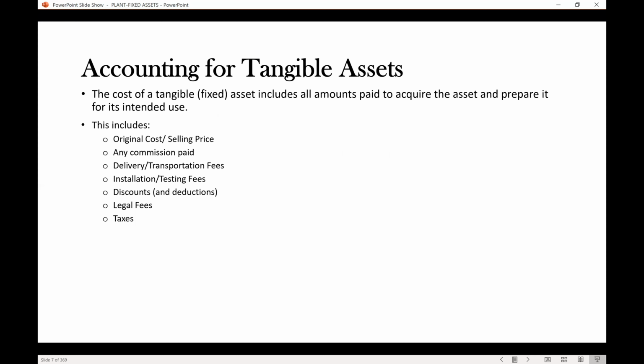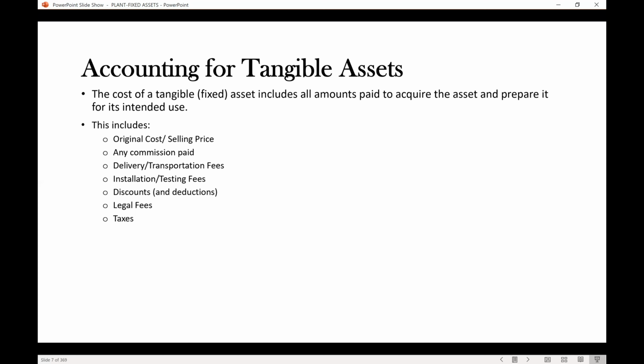So the cost of a tangible fixed asset includes all amounts paid to acquire the asset and to prepare it for its intended use. So all the costs to be included include some of the following. It's not limited to it, but these are the most known and popular ones. So you'd have the original selling price, right? Any commission that you paid to acquire this asset, any transportation or delivery fees, installation or testing fees that you paid, that would make up the cost for the item, right?